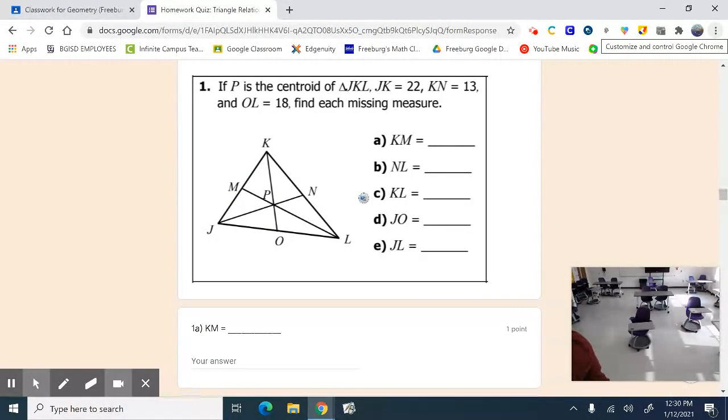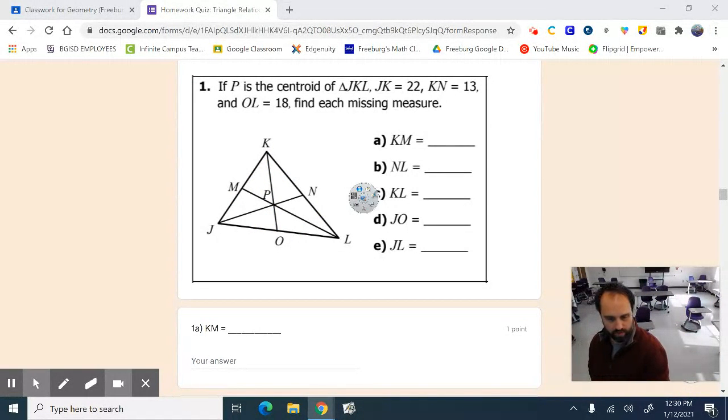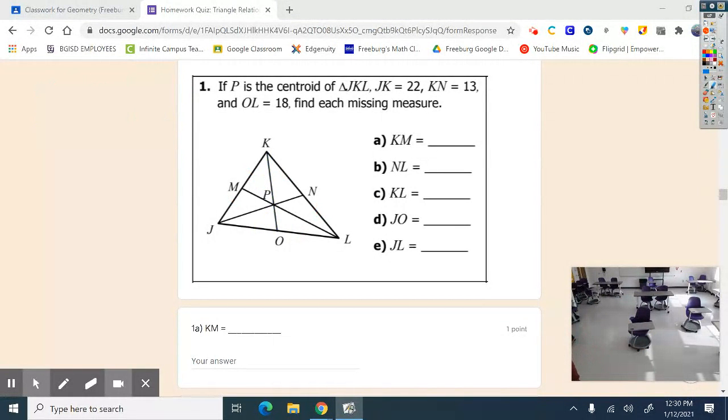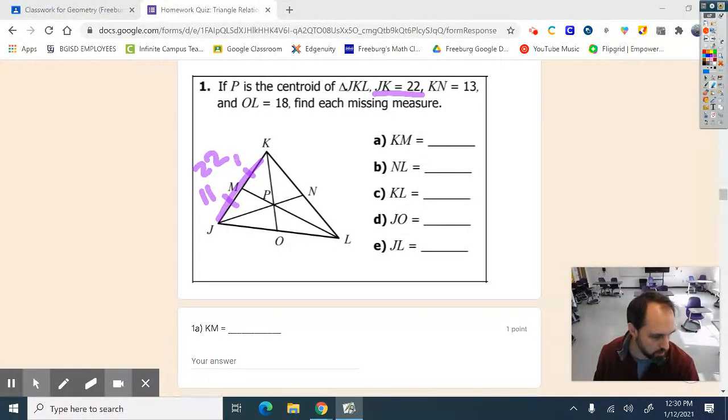Now in this particular example, we've got JK is 22, so that's this full distance. If this is 22, and this is split into two equal parts, you know each part must be 11. So K to M would be 11. J to M, if it asked us, that would also be 11.